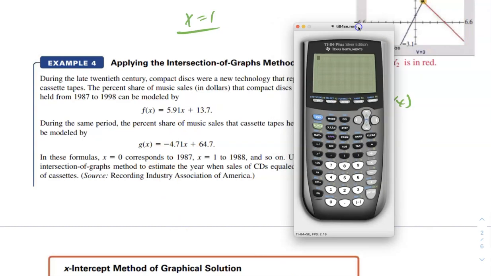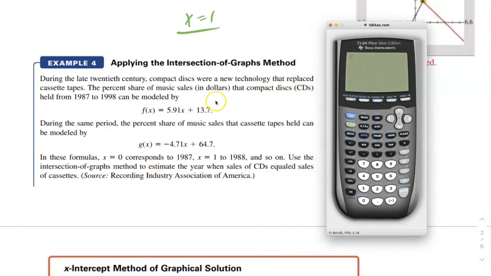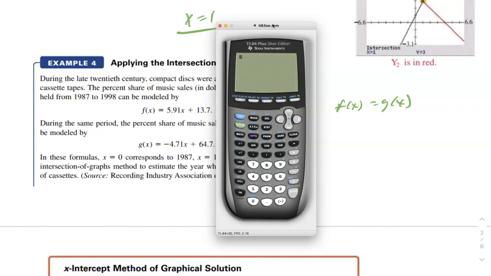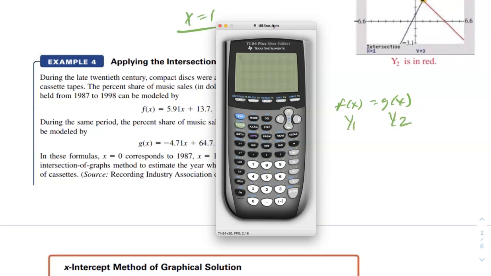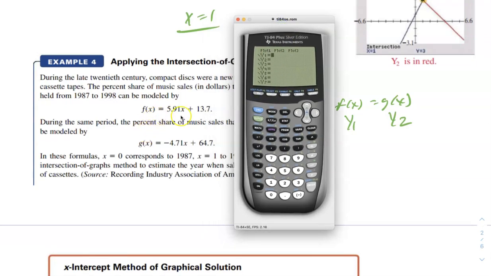So I'm going to bring out my calculator right here. To solve this with the calculator, we're going to make one side y1 and the other side y2. So we're going to graph it. I'm going to hit y equals, and then we're going to type this in, 5.91 x plus 13.7. And then over here, negative 4.71 x plus 64.7. Now again, when it's in the very front like this, you use a negative sign, not the subtraction sign.